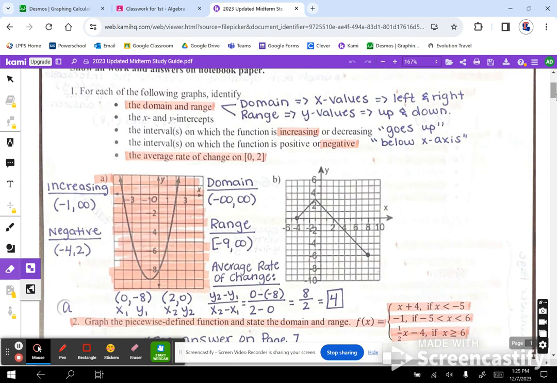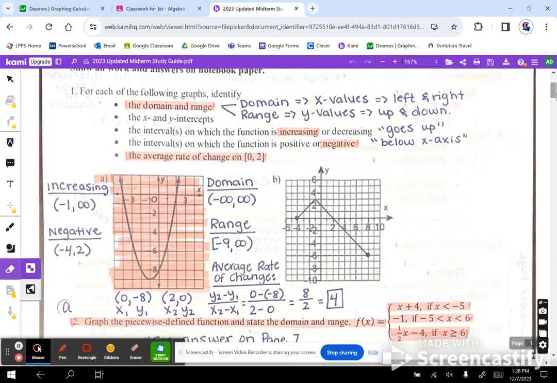The domain, if you see my note there, it says that the domain are your x values, which are read from left to right. Think of a coordinate grid. Your x values to the left are negative, to the right are positive. And that's your x-axis. The range are your y values, up and down, because your y-axis travels up and down. Up is positive, down is negative.